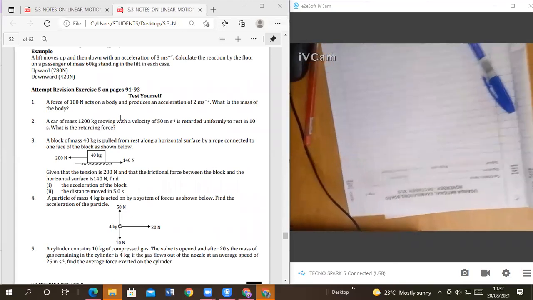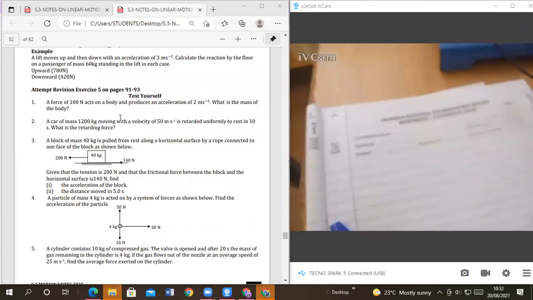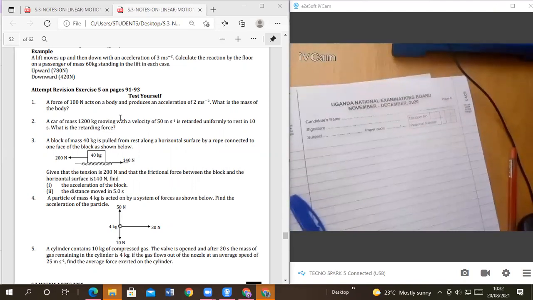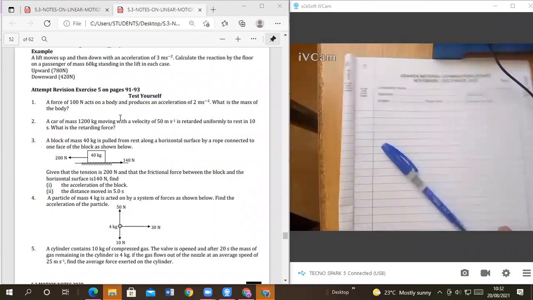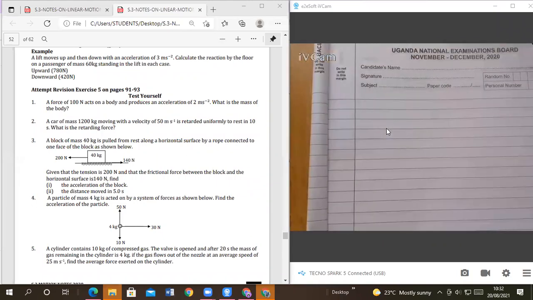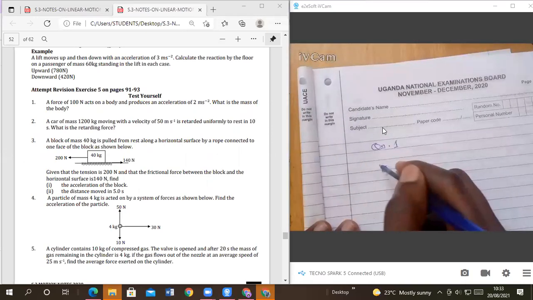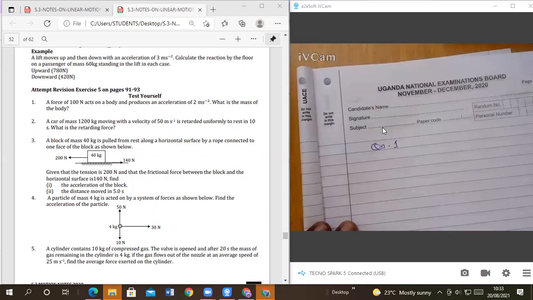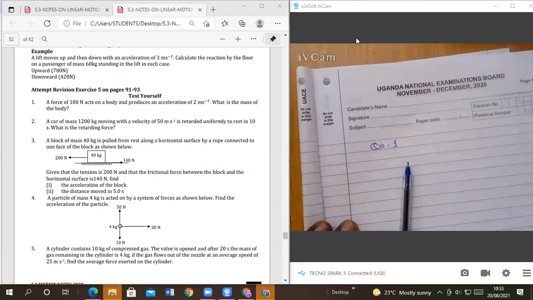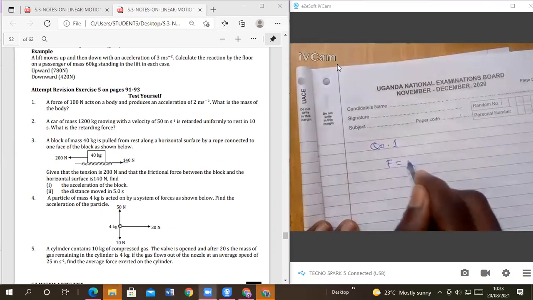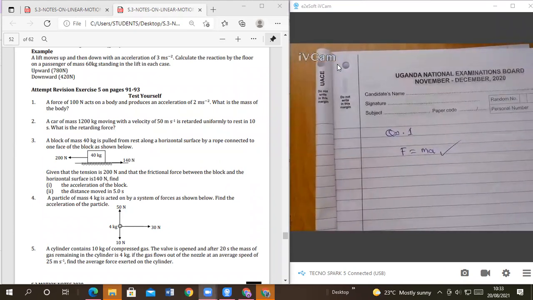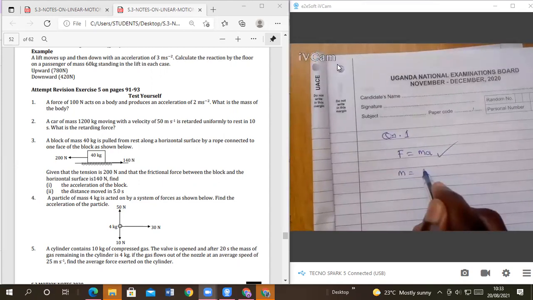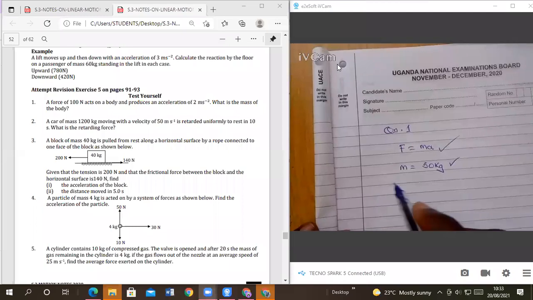The answer is 50 kilograms. Kilograms, not Newtons. They're asking for mass. Which formula did you use? Force is equal to mass times acceleration, F = ma. For A, mass is equal to 50 kilograms. That was correct. What about question 2?